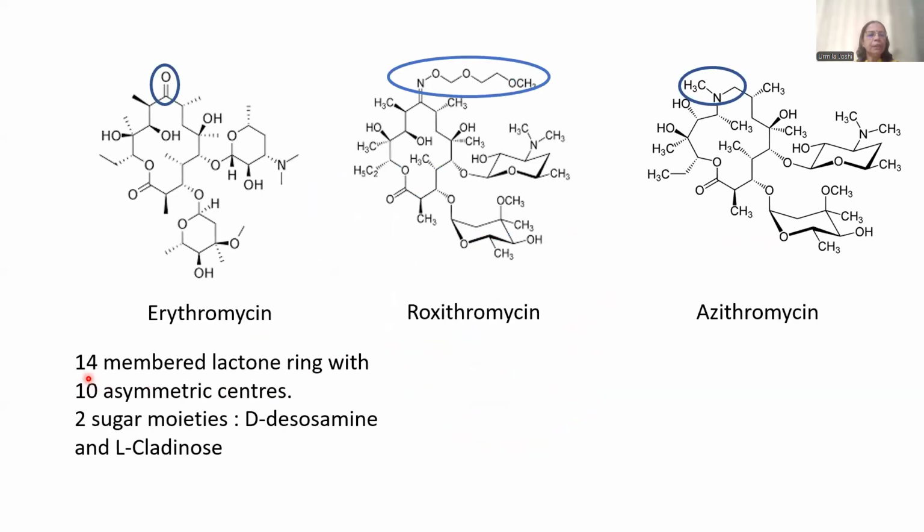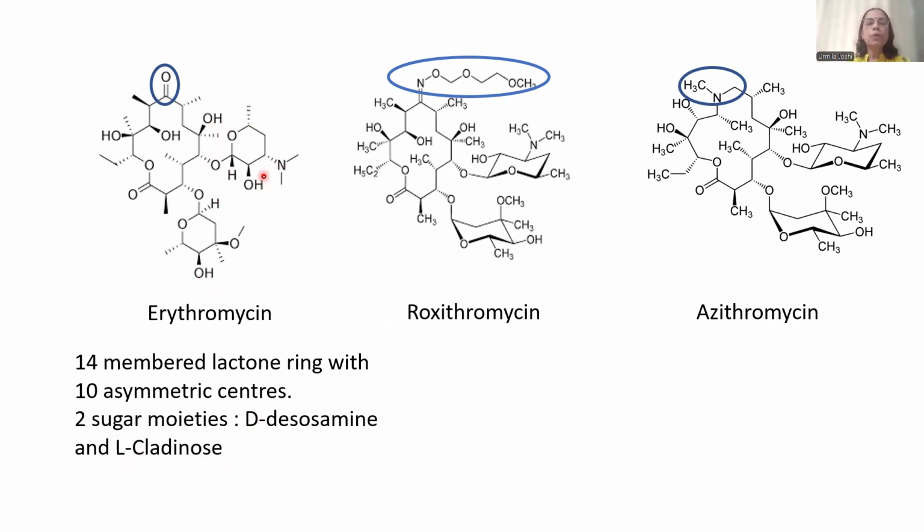So, as I mentioned earlier, a 14-membered lactone ring, 10 asymmetric centers, and two sugar moieties. D-desosamine, you will remember it as DD. The first sugar is D, and so the second sugar is L. So D-desosamine and L-gladinose are the two sugars. This is gladinose, and this sugar which contains an amine is desosamine.